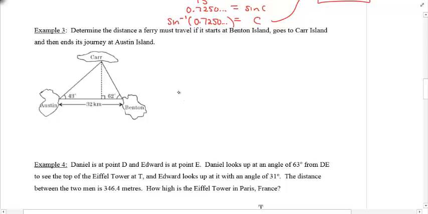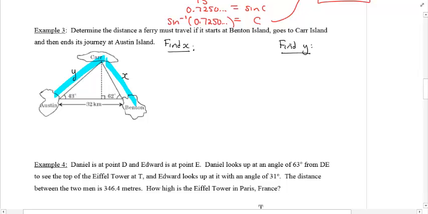Okay, so in example 3, we're talking about a ferry starting at Benton, then going to Carr, and then ending its journey at Austin. So I guess you need to find these missing links. I'll call this X, I'll call this Y. And you're determining the distance the ferry must travel. That's, of course, X and Y. So we should find X first, and then we'll need to do the Y part next. And then ultimately, once we find those two answers, we just have to add them up.